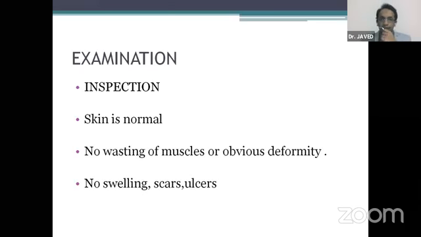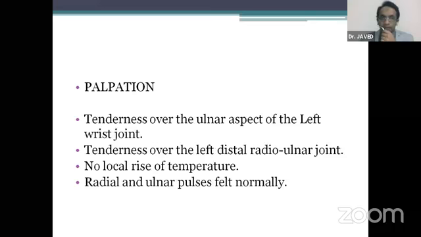Now coming to the examination proper, on inspection, the skin was normal. There was no wasting of muscles or any obvious deformity. There were no swelling, scars, or any ulcers. Coming to the palpation, palpation revealed significant tenderness over the ulnar aspect of the left wrist joint. There was tenderness over the left distal radio-ulnar joint. There was no local rise of temperature. The radial and ulnar pulses were felt normally.